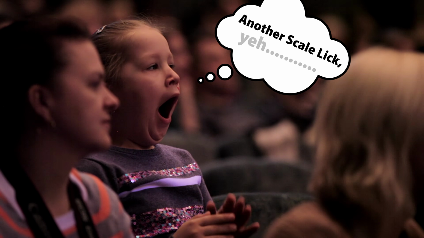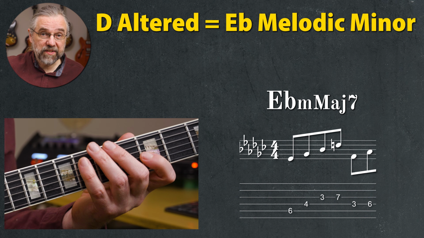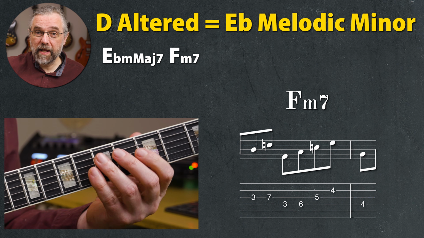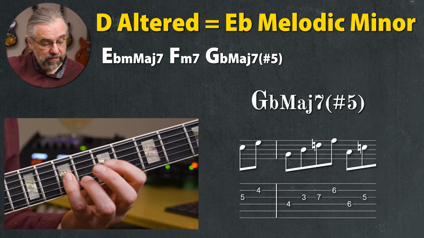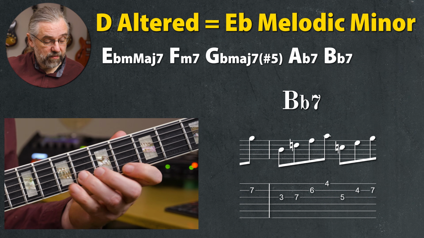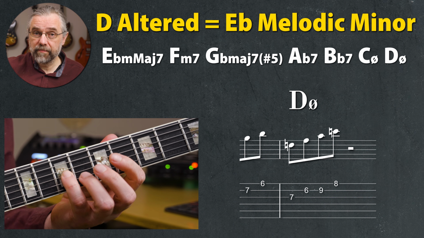If you want to play solos using the alter scale, then you probably don't want to only play lines that are just running up and down the scale. That's incredibly boring. And if you're exploring the alter scale, then you probably already know how to make lines using arpeggios. For E flat melodic minor, you have these diatonic chords. E flat minor major 7, F minor 7, G flat major 7 sharp 5, A flat 7, B flat 7, C half diminished, and D half diminished.